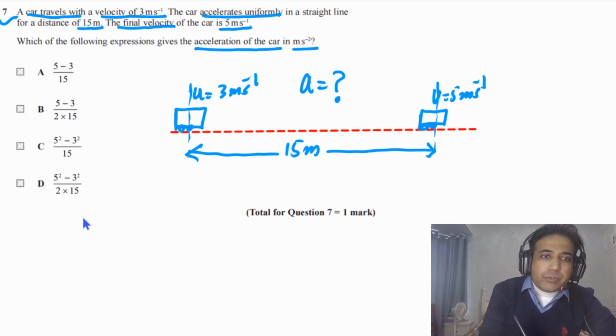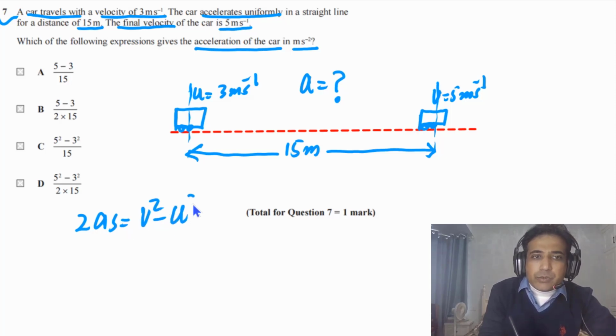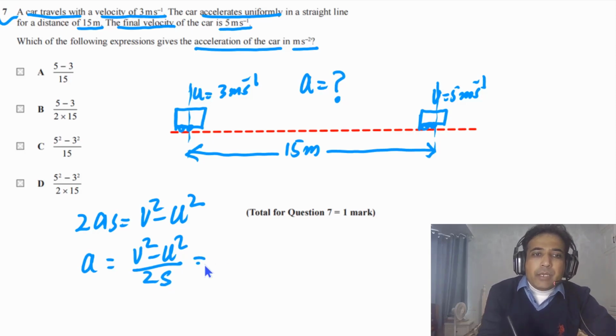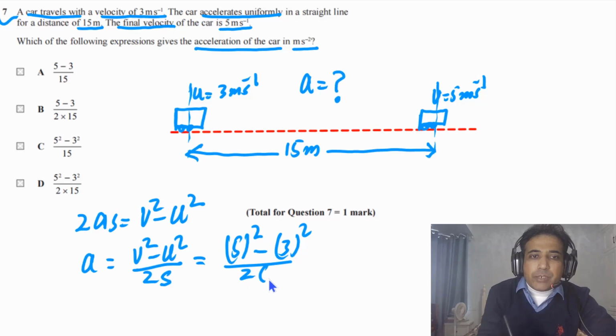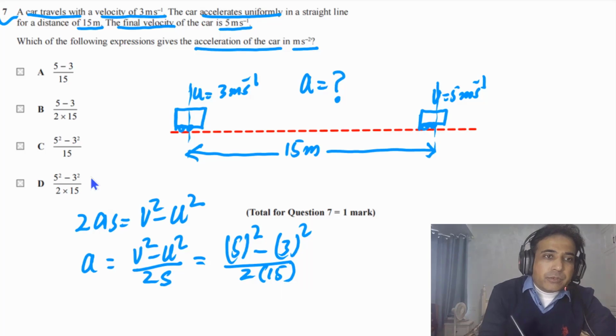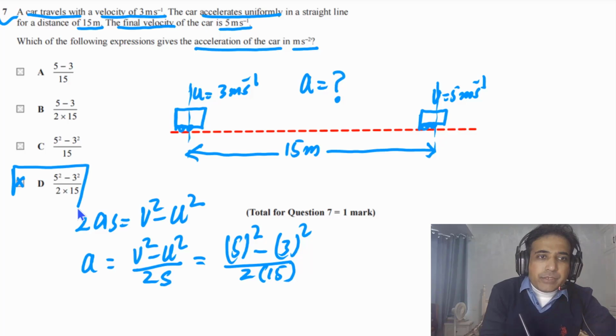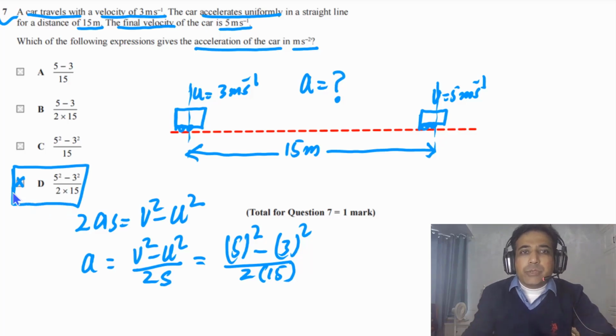Acceleration is constant, so simply we can use 2as equals v squared minus u squared. We need to calculate the value of a, so a will be equal to v squared minus u squared, divided by 2s. The value of v is 5, and the value of u is 3, divided by 2 times 15. Now if you look at the given options, option D is the right answer. So this is how you can figure it out.